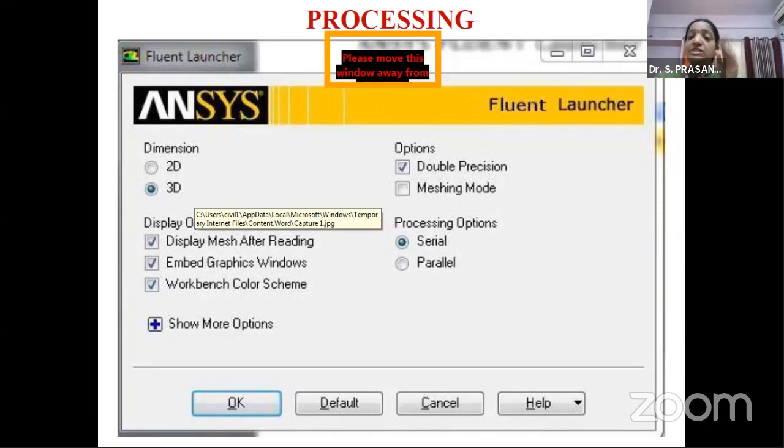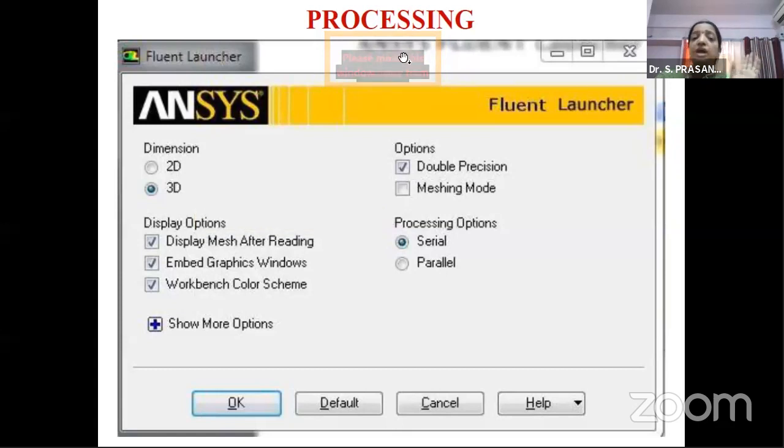Now this is where your setup is going to start, and you will run all the equations using some solver methodology. So this is under pre-processing. The solution and your results come under the post-processing stage of your CFD methodology. You can have double precision, meshing mode, and all these options, which are by default checked in. You can use serial or parallel. Normally we go for parallel, and here we go for double precision.